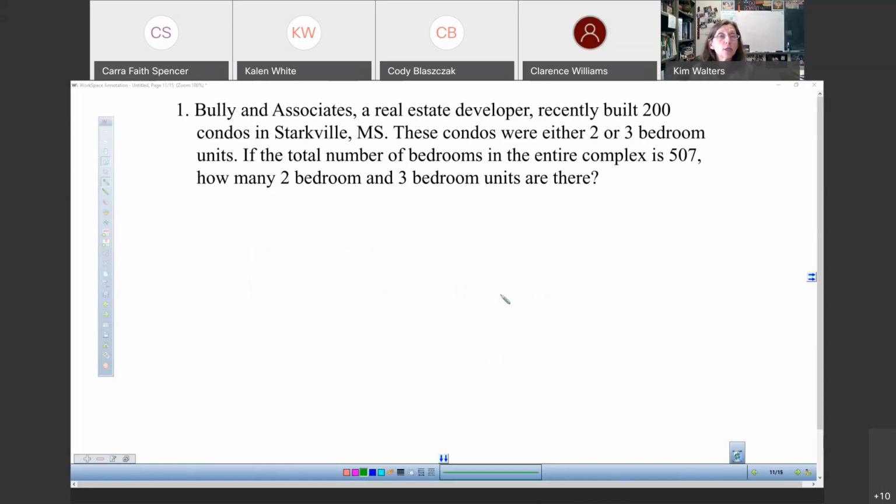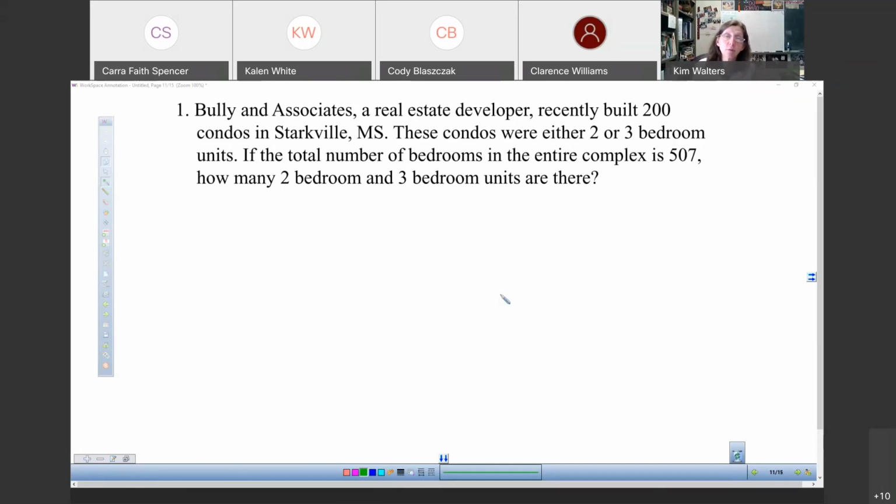These condos were either 2-bedroom units or 3-bedroom units. Unfortunately, the contractor was not very smart and didn't know how many they built. Okay? So all we know is the total number of bedrooms in the entire complex is 507 because they needed to order beds for these. So that's how many bedrooms you're going to have. How many 2-bedroom units and how many 3-bedroom units were built, because they forgot to figure this out.